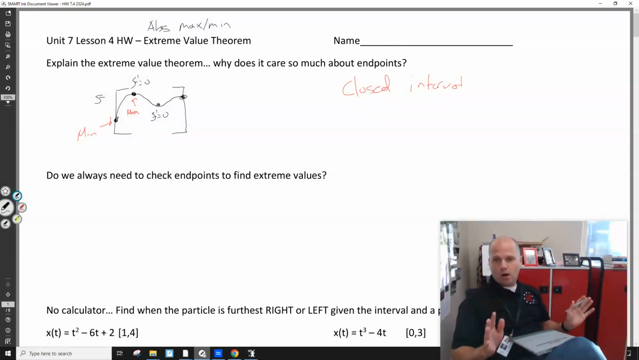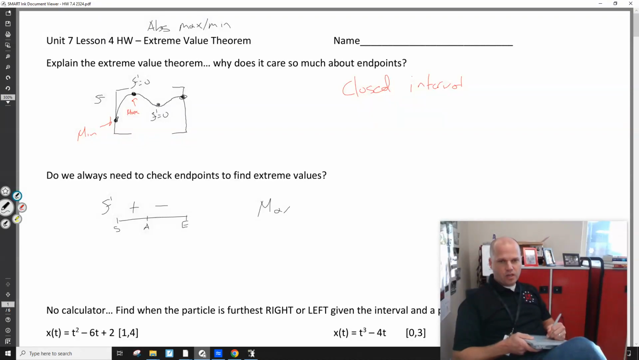No, not always. Let's say I had a sign analysis that was like this. And again, kind of in the lesson, we did a start, some value where we change signs, and then an end. If I asked you for the location of the max, you don't have to check your endpoints. You don't have to do much of an analysis to know that location must be the max, okay?